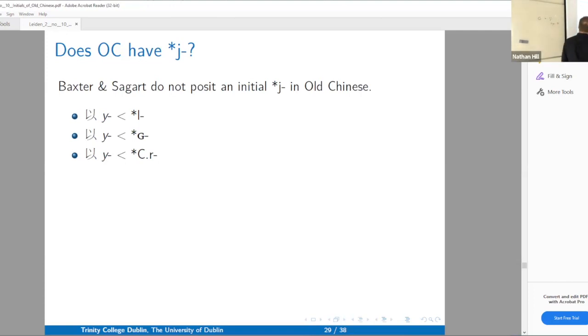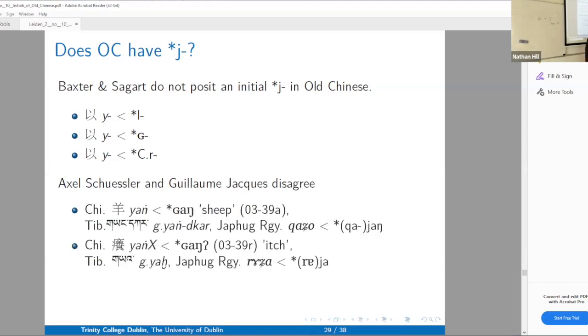Oh, right, I should have just waited for this slide. So these are the sources that we have. That's one that I'm in here. But we also have this and L as sources for ya. So there's three sources for ya. So Baxter and Sagart think that's enough. We can get rid of all the ya's. But Axel Schuessler and Guillaume Jacques don't think so. They think we need some kind of primary ya's. And this is their evidence for that. So I'll just go through that here.